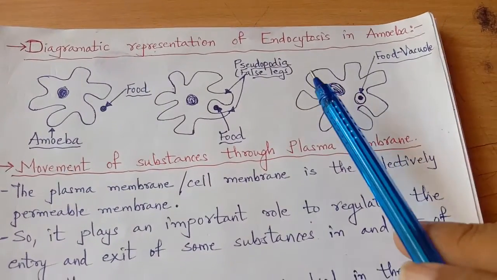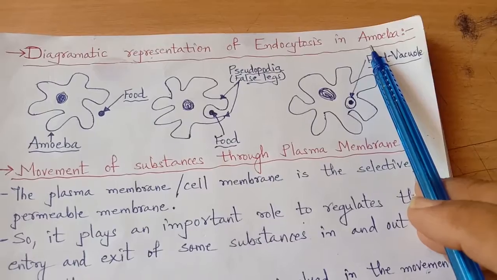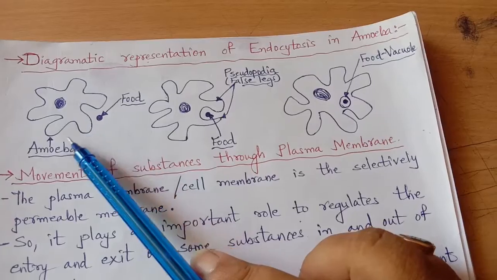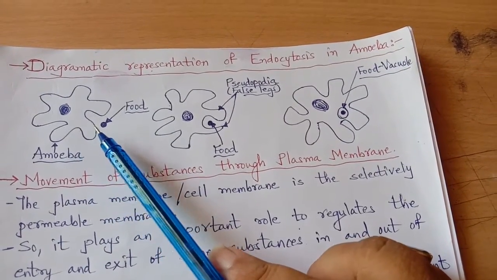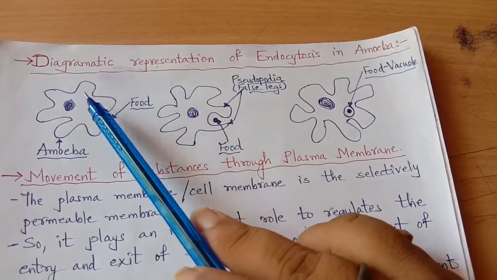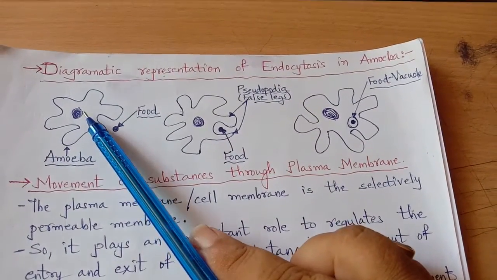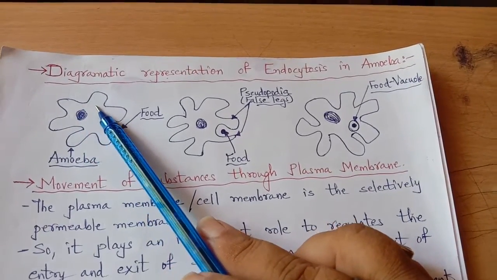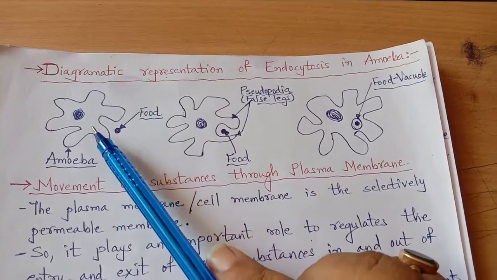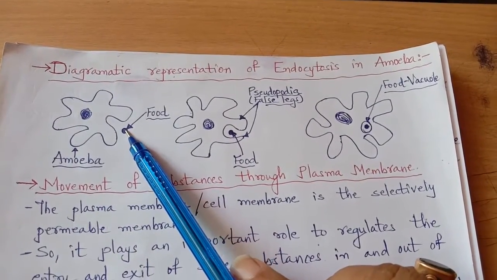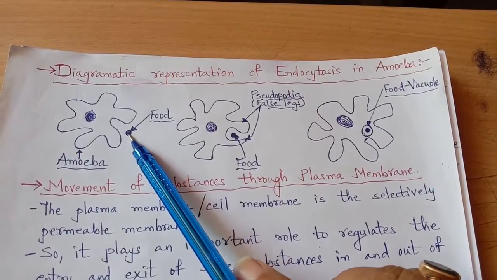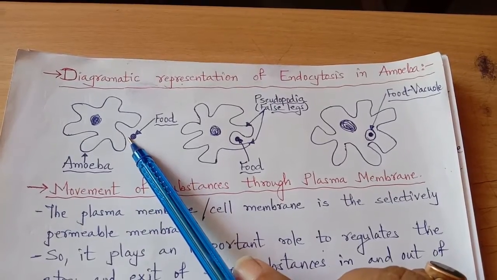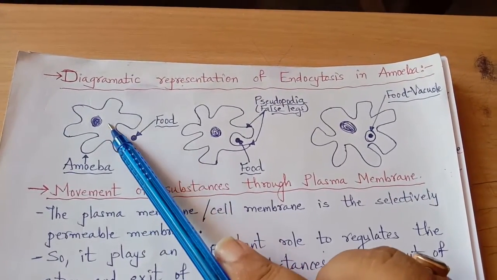Here is the diagrammatic representation of endocytosis in amoeba. This is amoeba, a unicellular organism, only one cell, so there is no fixed shape, no fixed size. It has irregular shape. This is the nucleus within it, not well developed, and it will do all the function of the body. Now this amoeba is seeing this food particle. Here is the food particle which is seen by the amoeba. So what will amoeba do?